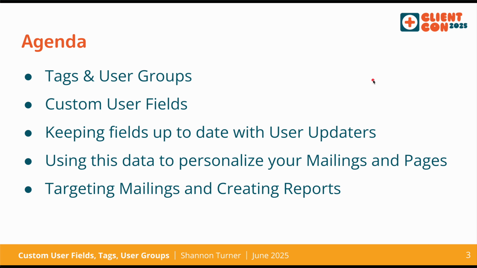So first off, we're going to start with what tags and user groups are, what's the difference between them. Then we're going to move on to custom user fields, and then keeping our fields up to date with user updaters. We're going to move on to using this data to personalize your pages and your mailings. And finally, we're going to figure out how we can target our mailings and create reports based on this data.